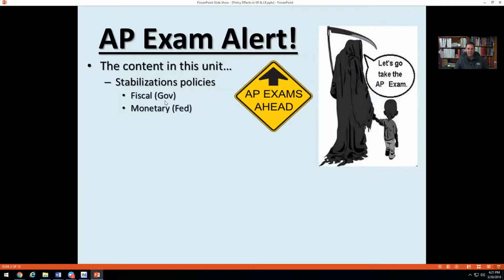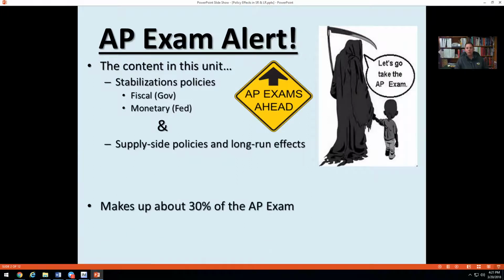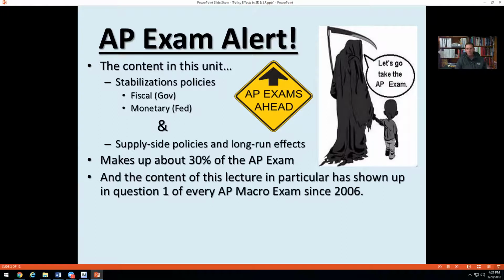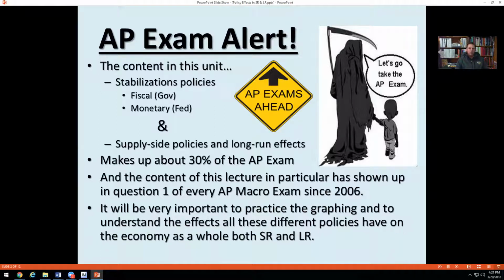It is not fiscal. So supply-side policies and long-run effects make up about 30 to 40% of the AP exam. And it's been on the test since 2006, basically the first free response question. It's shown up on a pretty good portion of the test. So it'll be very important to practice these scenarios. Again, we've practiced them so much, so I'll draw some things today and probably ask you to stop and pause and practice some things, but you guys are pretty adept here. Have been doing this for a while.